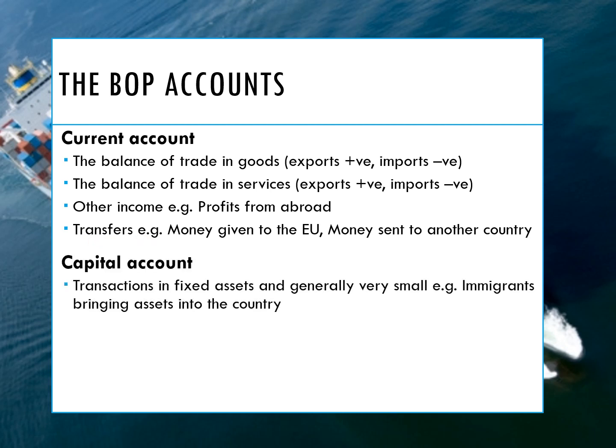Okay, the second account is the capital account. In this, we record transactions in fixed assets, and it's generally quite a small account. So for example, if an immigrant comes into the UK and brings with them some assets from home, a car, for example, we wouldn't classify that as an import. It's not been bought by someone. It's not a good that's been bought from abroad. It's just been brought with them. There's been no transaction necessarily in terms of buying and selling.